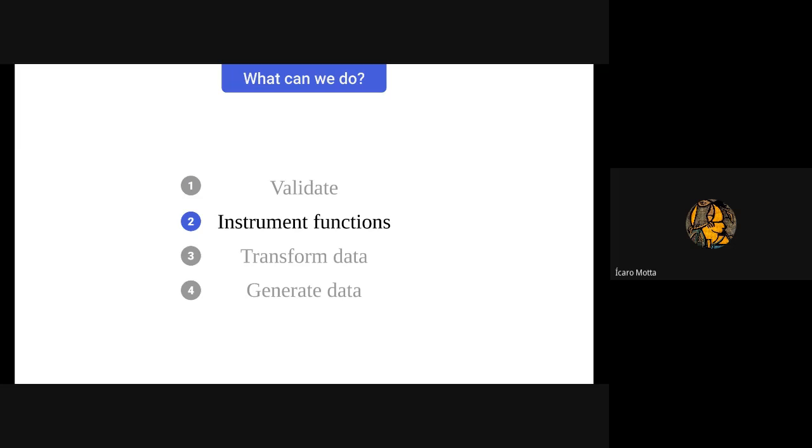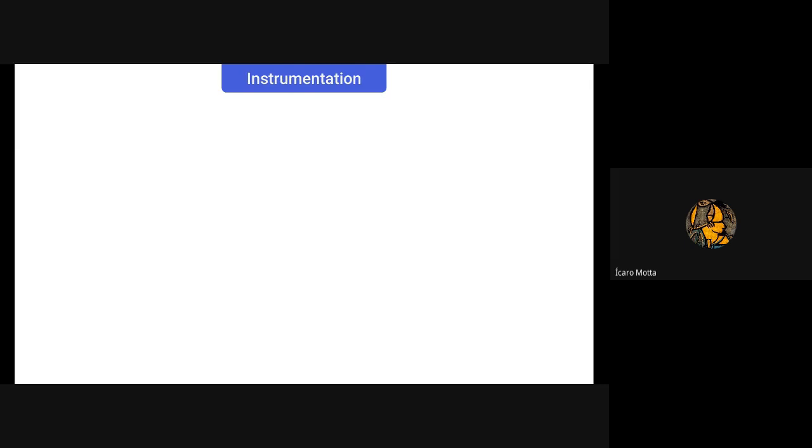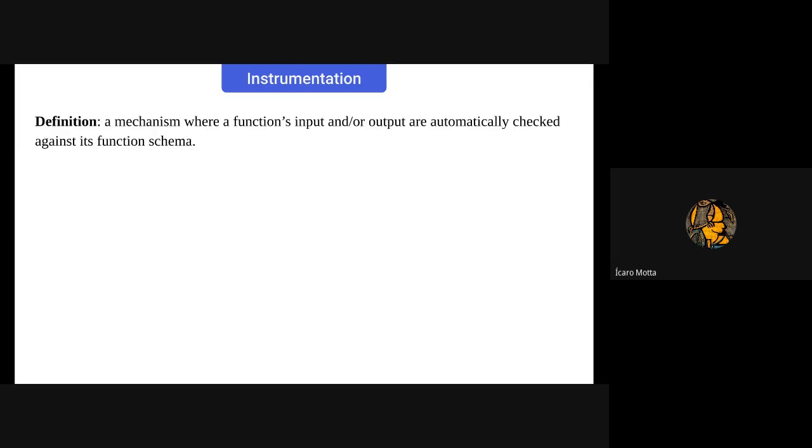Now, instrumenting functions is a fascinating topic, very, very interesting. And we do have problems that I think can be solved by instrumentation. So instrumentation is a mechanism where a function's input and/or output are automatically checked against its function schema. It's similar to some kind of compiler, but it doesn't happen at compile time. Everything is at runtime in Clojure.